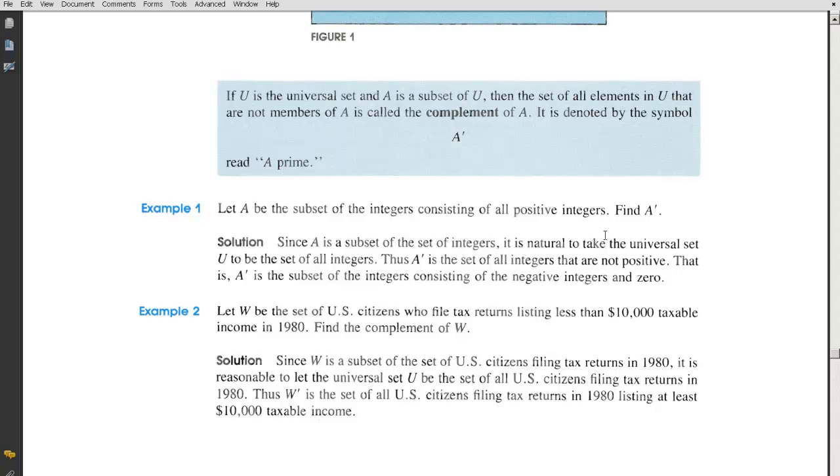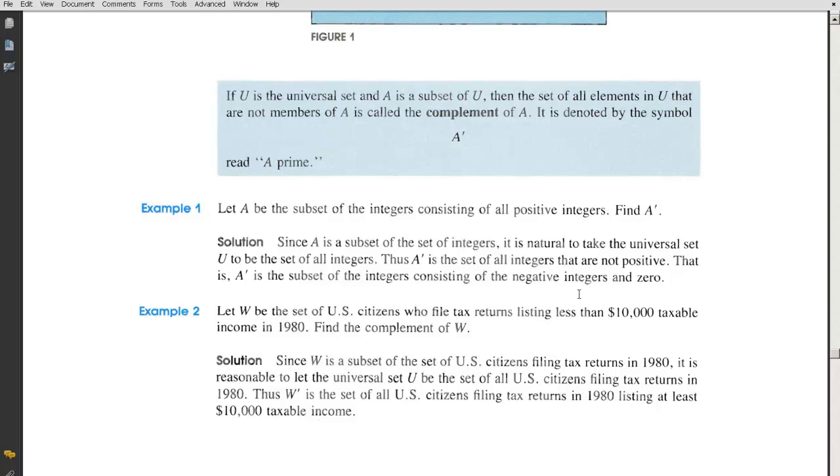That's A prime. So A is what? The set of positive integers. So A prime is what? The set of integers that are not positive. That is, A prime is the set of integers consisting of the negative integers and 0.